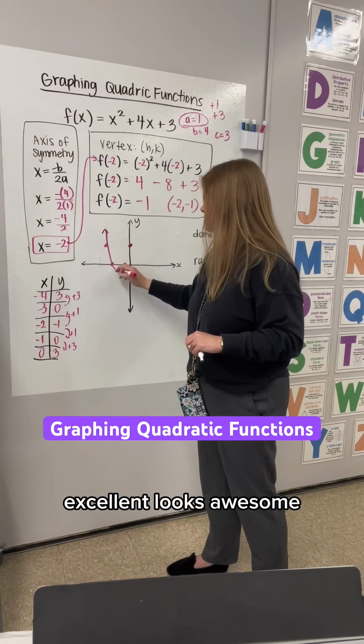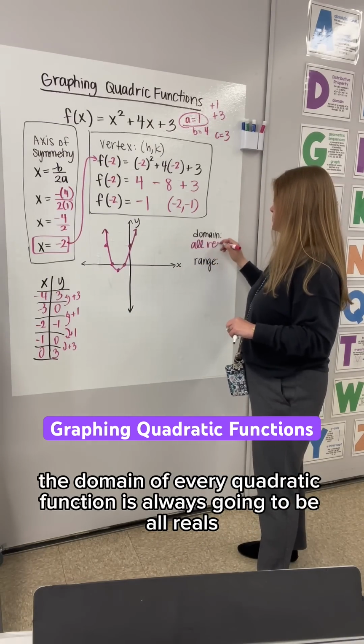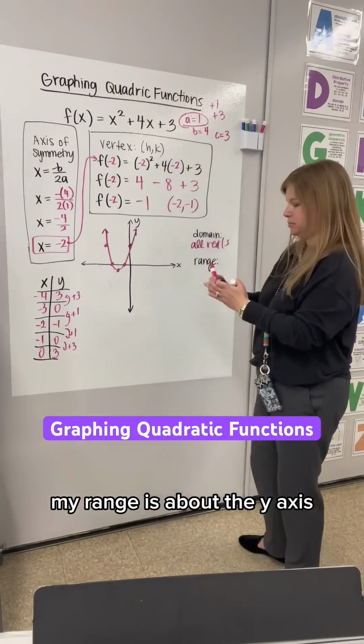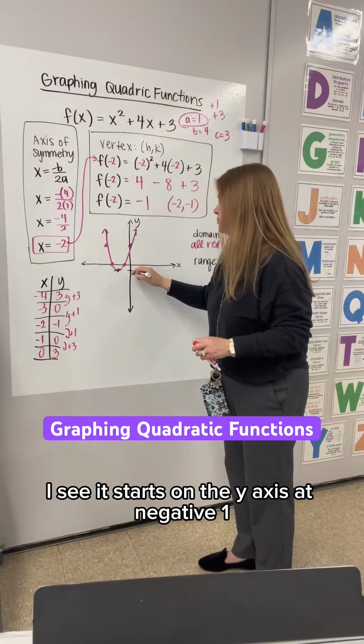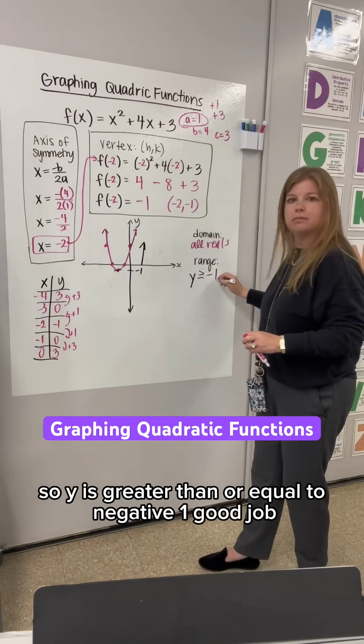Excellent, looks awesome. The domain of every quadratic function is always going to be all reals. And then when I look at my range, it's about the y-axis. When I look at this graph, I see it starts on the y-axis at negative 1. The entire graph is above it, so y is greater than or equal to negative 1.